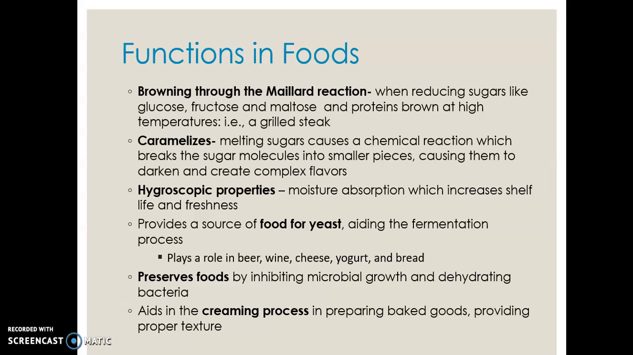Sugar also aids in the creaming process, which gives aeration to baked goods and provides the proper texture. If you remember when we made our chocolate chip cookies in lab, we creamed the butter and the sugar together. This provided some volume for our cookies and that texture you're looking for. If you make chocolate chip cookies by creaming butter and Splenda, or butter and something that's not sugar, you will not get that same texture.